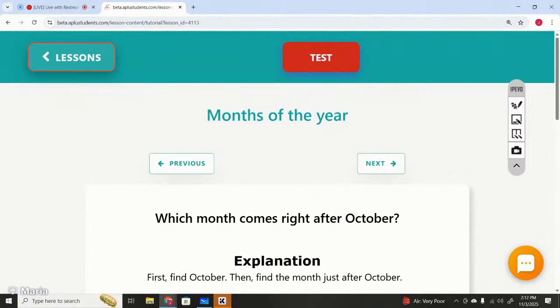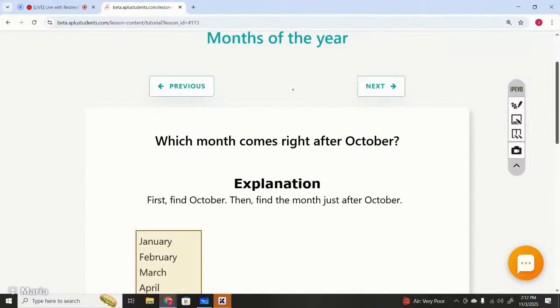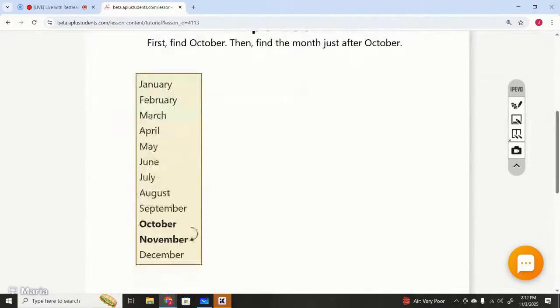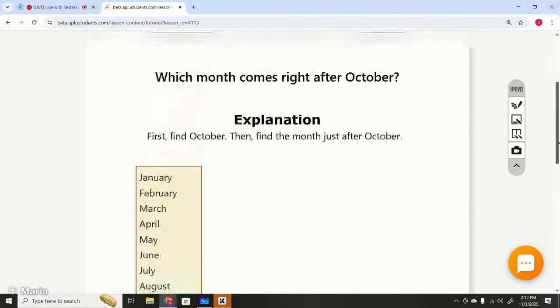So there are 12 months in a year. They are January, February, March, April, May, June, July, August, September. Here's the list of the names. If you still don't remember them, you need to remember them, right? They are very important. Start working on them today.